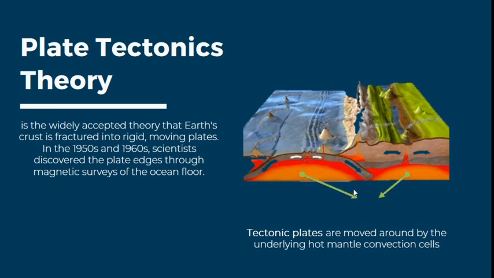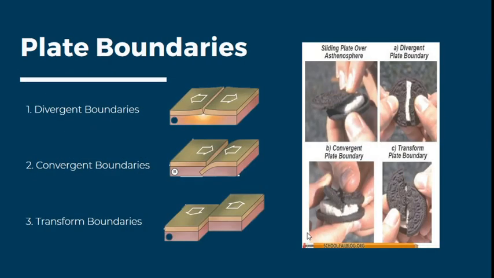We have here the asthenosphere. Next, we have the plate boundaries. We have three plate boundaries, and to better understand these boundaries, kindly refer to the pictures on the right portion. Number one, we have divergent plate boundaries. This is where plates move away from each other. Movement away from each other. That's divergent plate boundary.